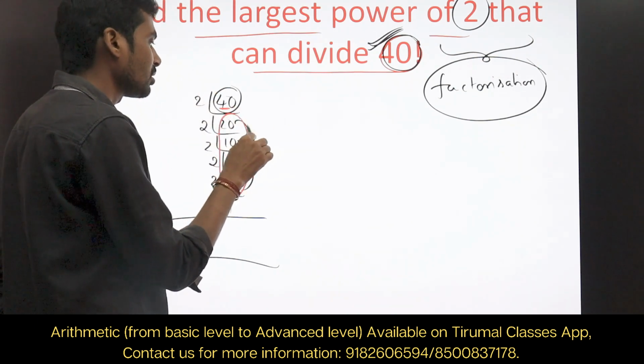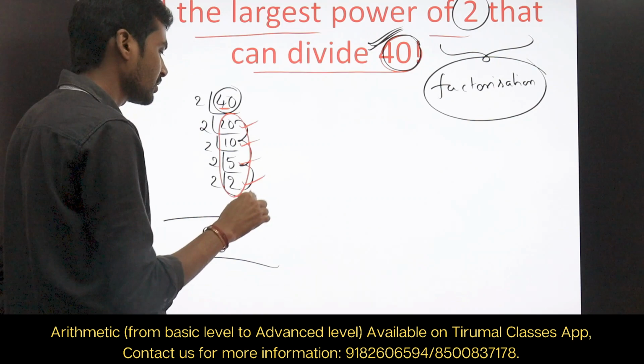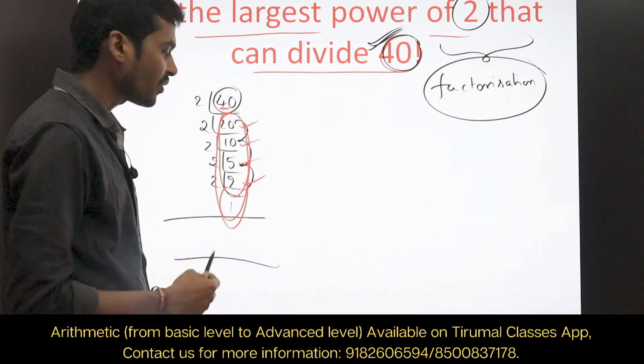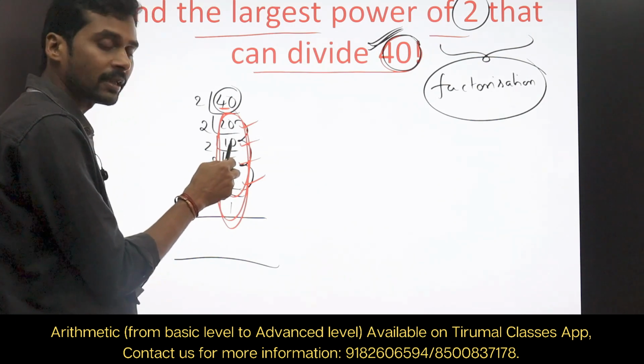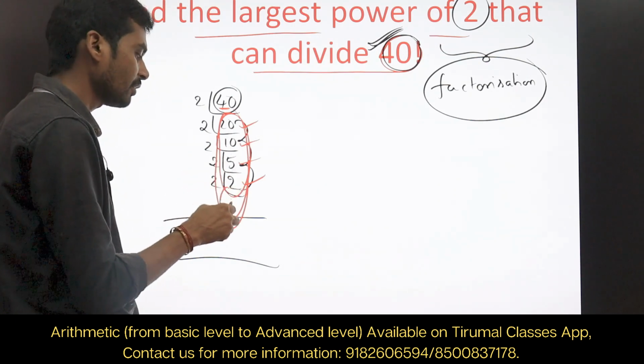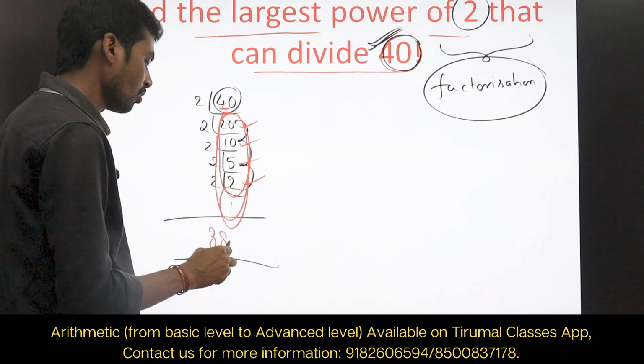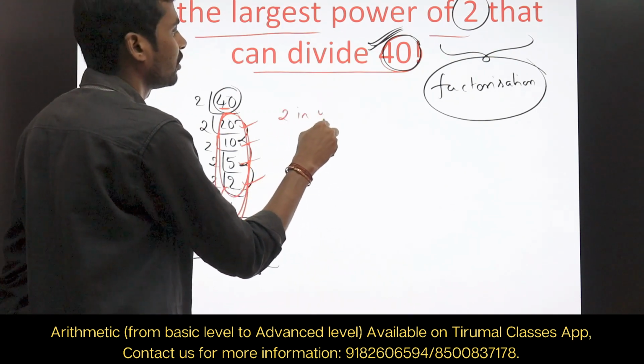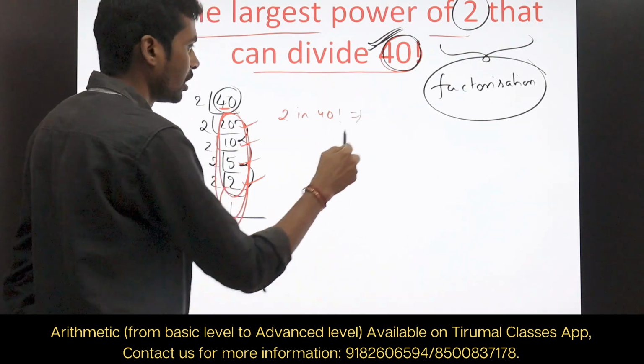So the remaining numbers are 20, 10, 5, plus 2, plus 1. Okay, so these are the remaining numbers, right? So this is your final answer. 20 plus 10 is 30, 35, 37, plus 1, 38. So what is the maximum power of 2 in 40 factorial? The final answer is 38.